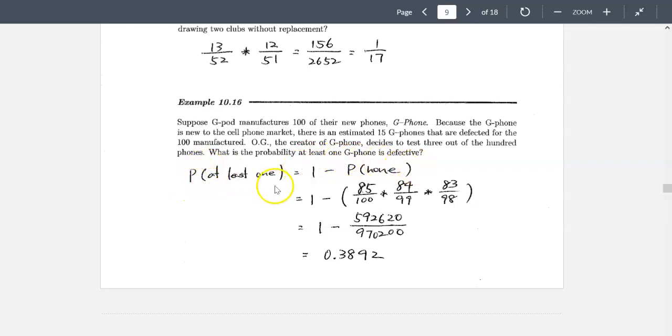Well, remember, at least one means what? 1 minus the probability of none of them being defective. What are the chances of none of them being defective? What are the chances the first phone is not defective? Since there are 15 phones that are defective, the probability of getting a first phone that's not defective is 85 out of 100. Then, what are the chances you select another phone that's not defective? 84 out of 99, because you selected the phone and you kept it. And last but not least, the chance of getting a third phone that's not defective will be 83 out of 98. So you do 1 minus that and you get the probability that you need.